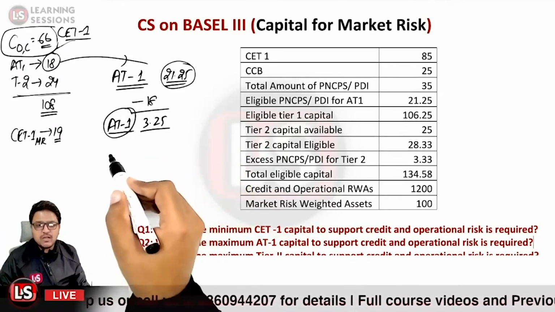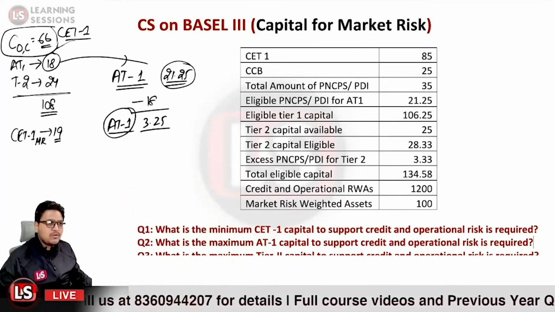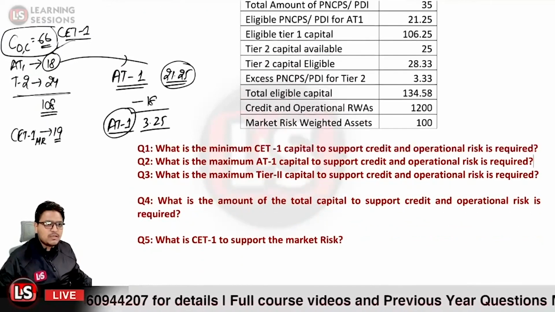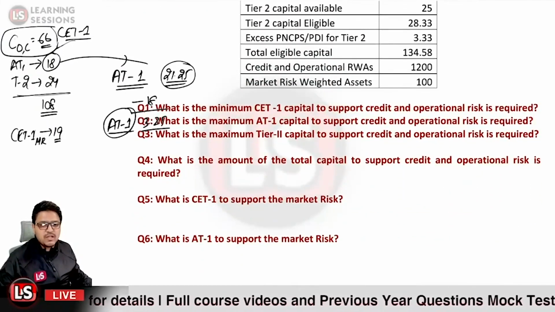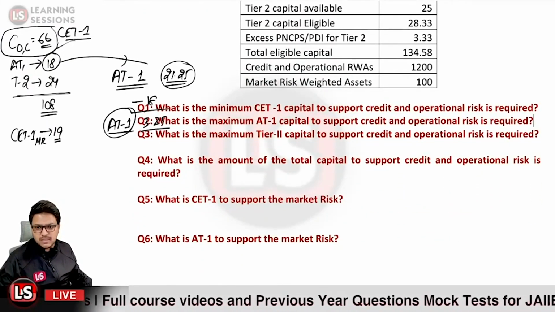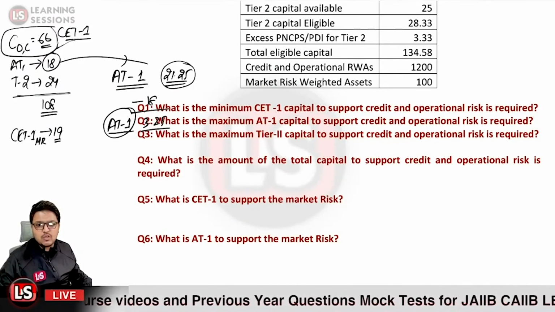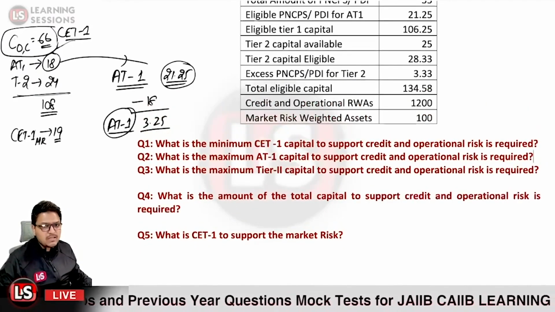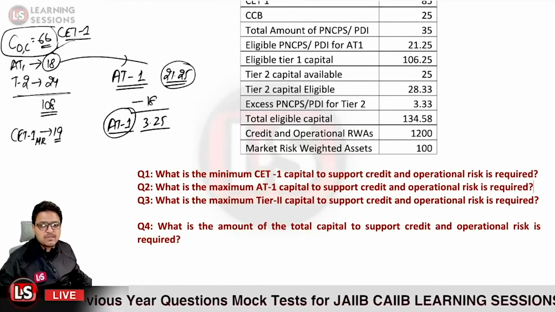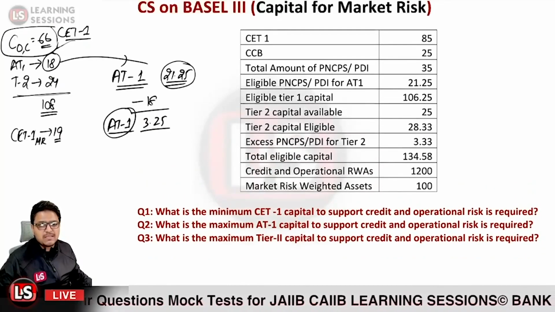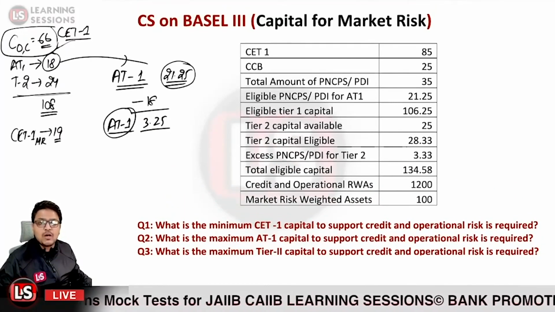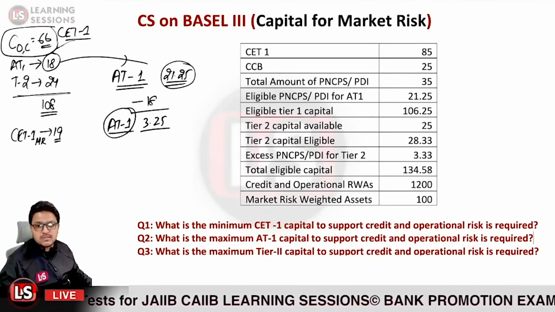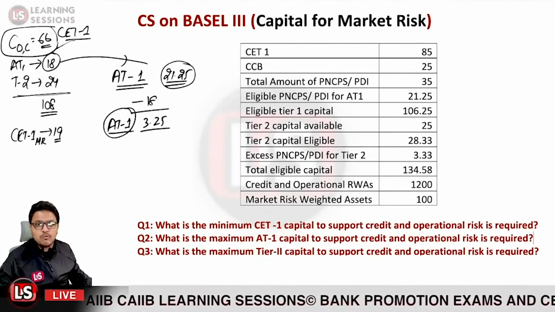But the level of additional tier 1, they have asked for what? They have asked for the additional tier 1 to support the market risk. But in the case of the additional tier 1, it is a maximum percentage that is available. It is a maximum percentage that we go for and not for the minimum one. So it is restricted to what? It is restricted to 1.5.